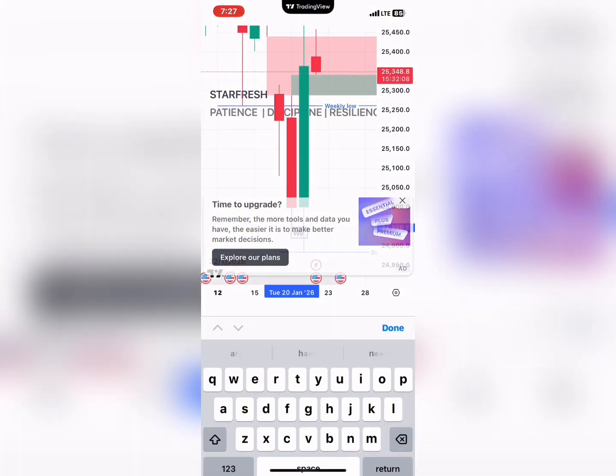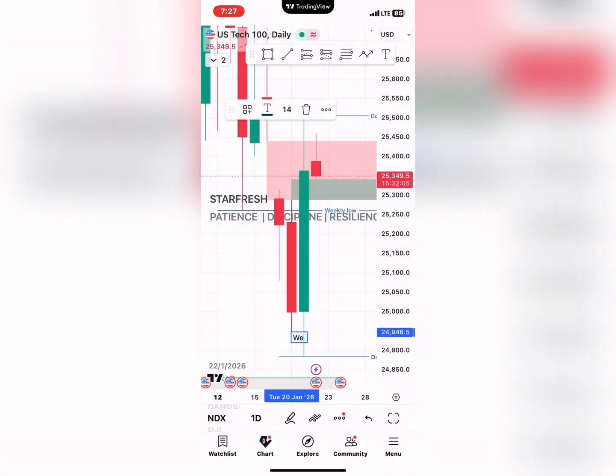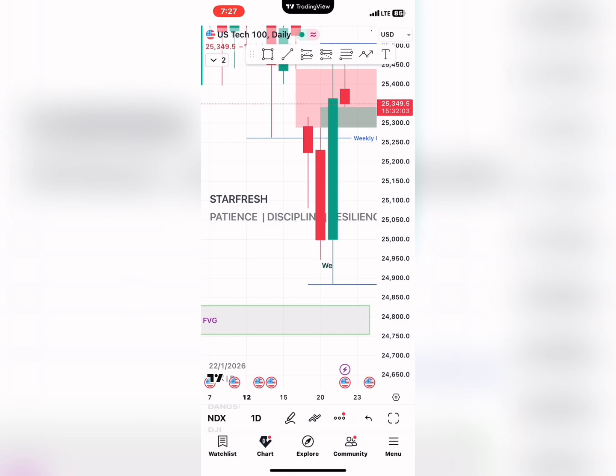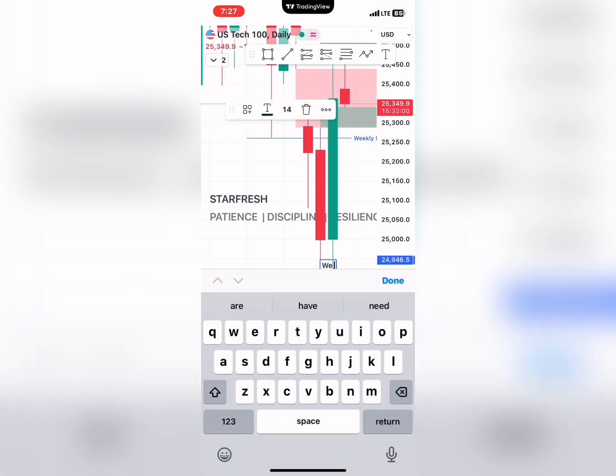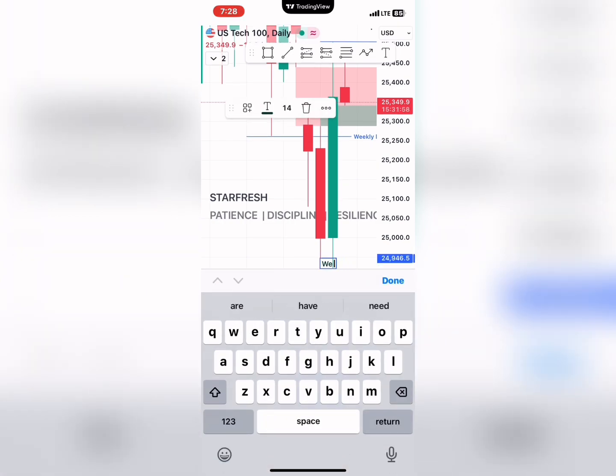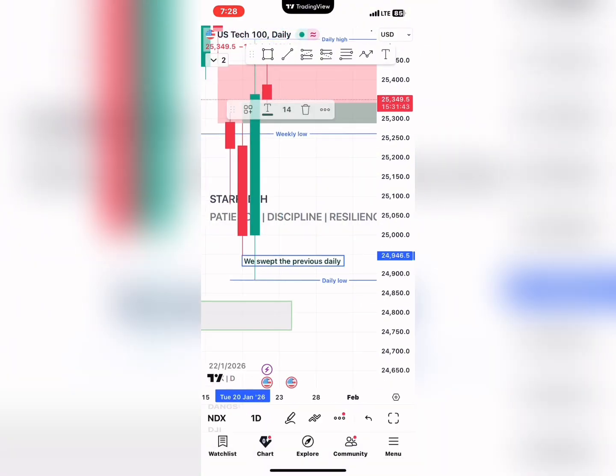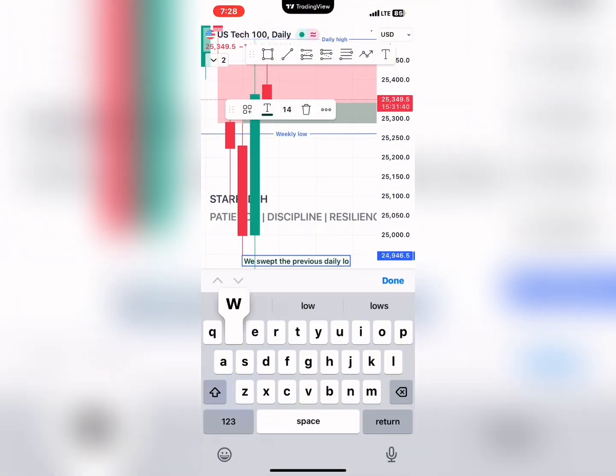This is what we are looking at right here. As you can see, we swept the liquidity on this candle. The previous candle wasn't a liquidity sweep because we closed back below it. This one we closed above. This is the previous daily low. So this is the actual liquidity sweep.